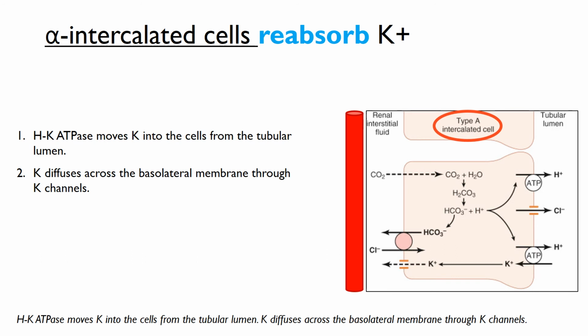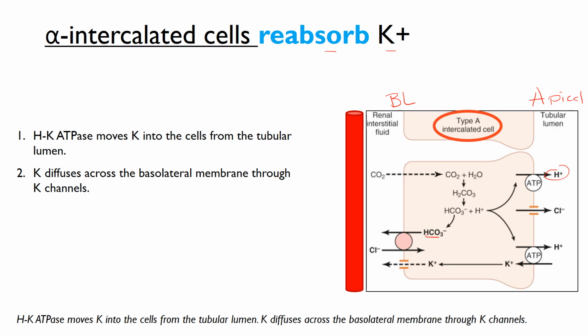Next, let's look at alpha intercalated cells as they relate to their function reabsorbing potassium. Again, there are complex movements of hydrogen and bicarbonate that are related to acid-base physiology that take place in the alpha intercalated cell. We're not going to go into that here. I want you to focus for now only on the fate or the movement of potassium. Now you might notice that there are some similarities to the beta intercalated cell. Let's get oriented first. The blood side is on the left, meaning this is the basolateral side on the left. Tubular lumen is on the right. So the apical side is on the right.